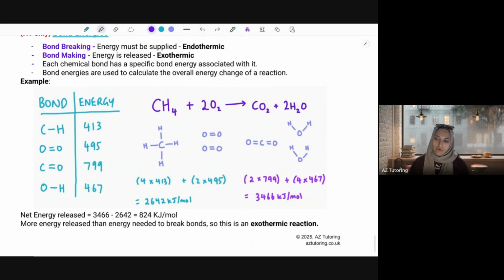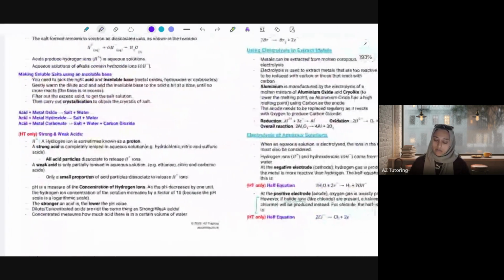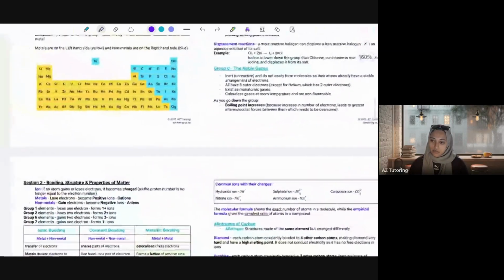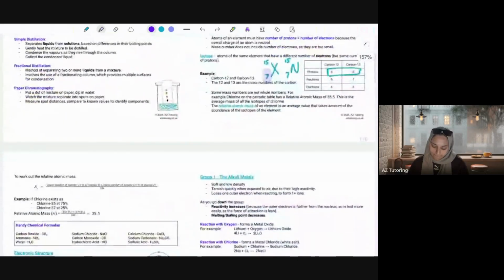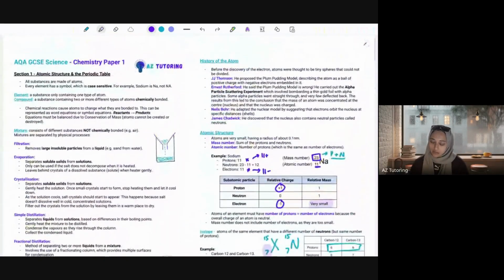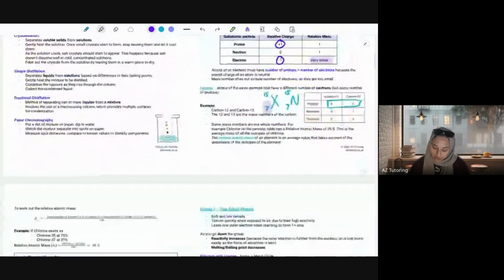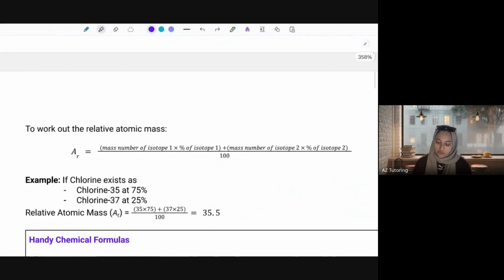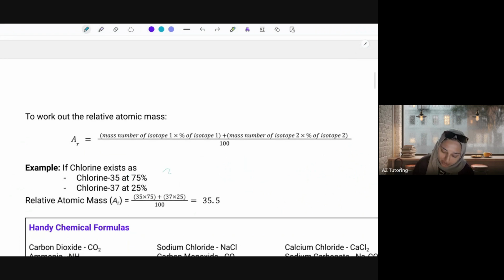How do you work out the relative formula mass? In terms of isotopes, is that what you're referring to, Akib? Or is it just adding? Okay, so yeah, in terms of isotopes, good question. That looks horrible, but it's not that bad. Looking at this example here, if you've got chlorine 35 at 75% and chlorine 37 at 25%, these are just representing the mass numbers of 35 and 37.